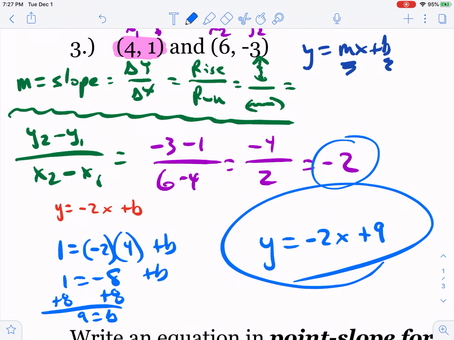A lot of you are writing it y equals negative 2x plus b. No. Leave the x and the y alone in the end and just have a slope and a y-intercept.